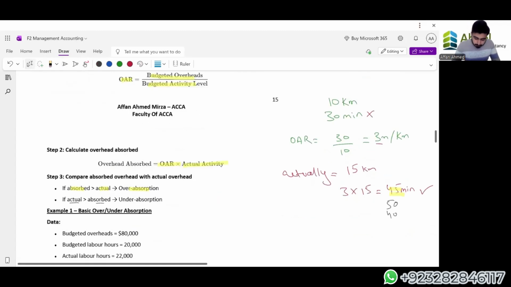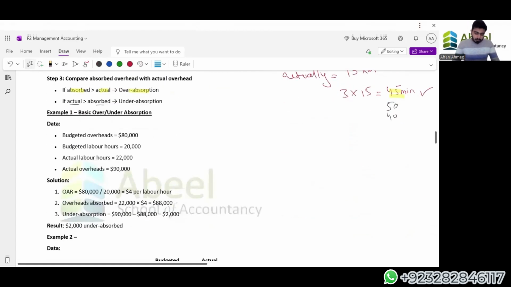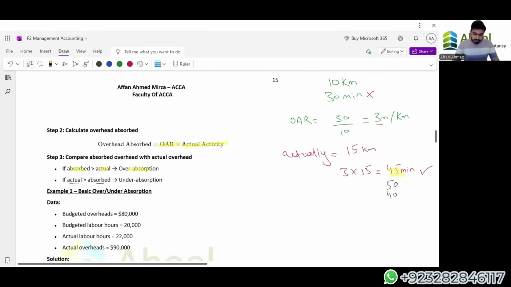Okay. Now, a small example. Let's calculate it together. Budgeted overheads were 80,000. Budgeted labor hours were 20,000. So let's calculate the OAR. For OAR, we have a formula of 80,000 divided by 20,000. So we have 4 as our OAR.